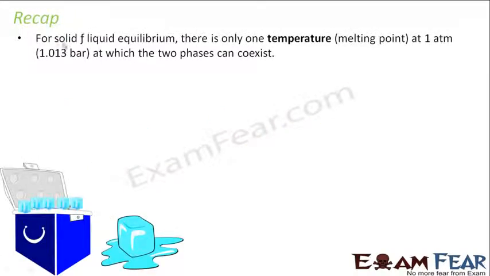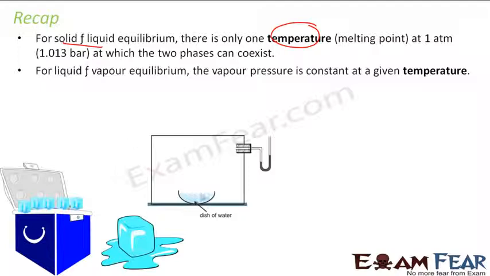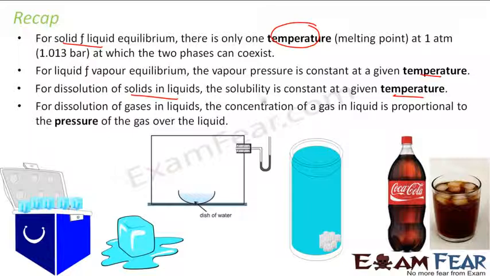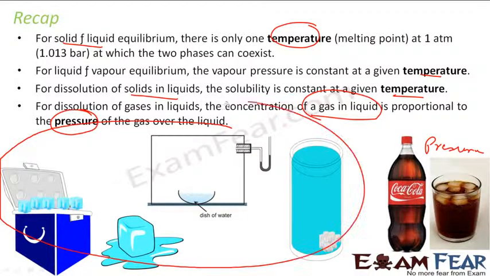So let's do a recap of what we have learned till now. For a solid liquid equilibrium, it exists only at one temperature, that is the melting point. For a liquid vapor equilibrium, it also exists at a constant temperature. For a solid in liquid equilibrium, we have like sodium chloride in water. It also exists at a common temperature. But for the gas liquid equilibrium, it is dependent on pressure, right? The other three things are temperature dependent.